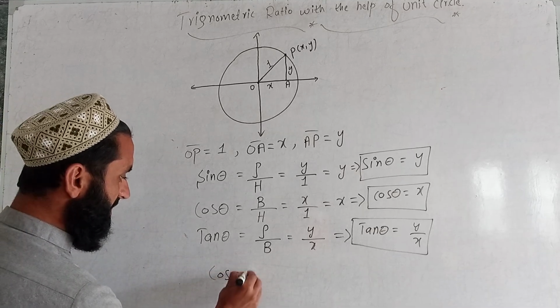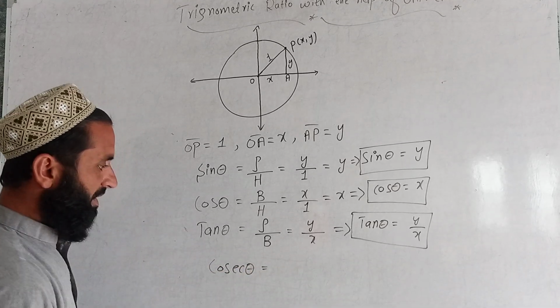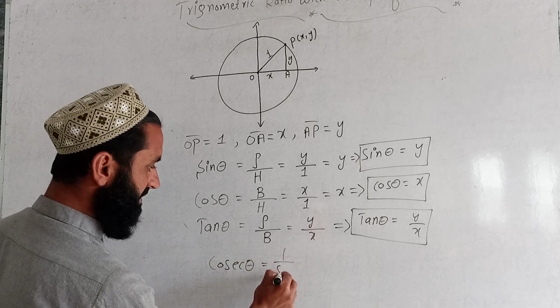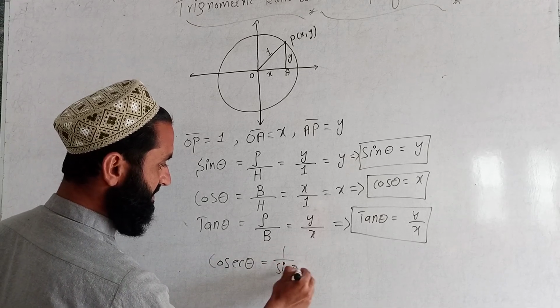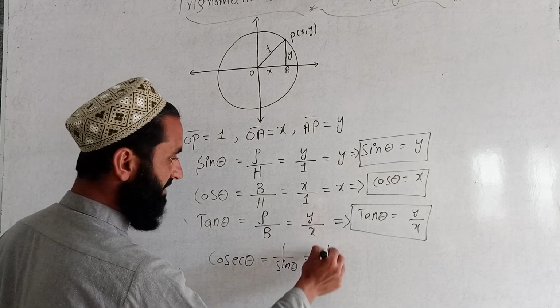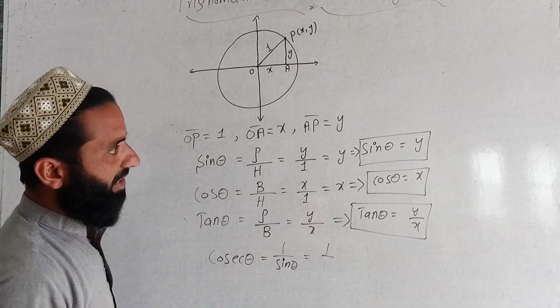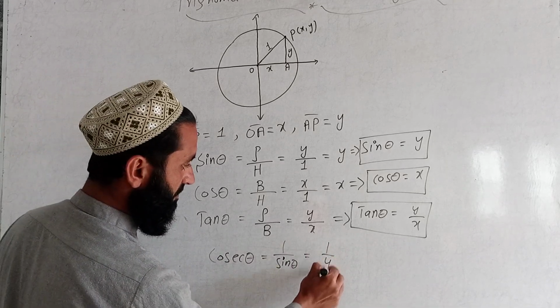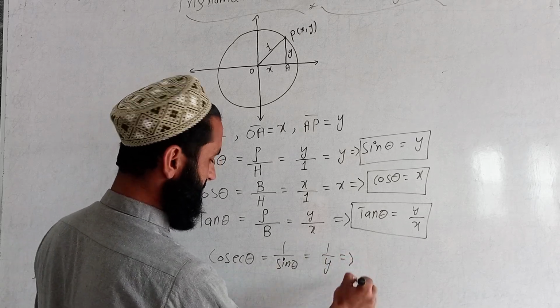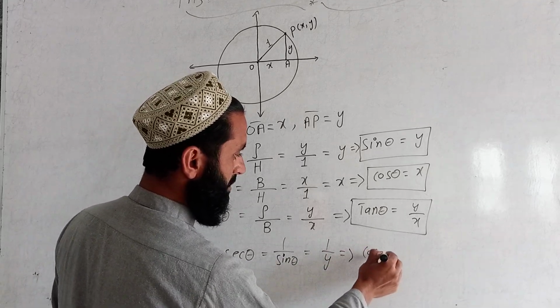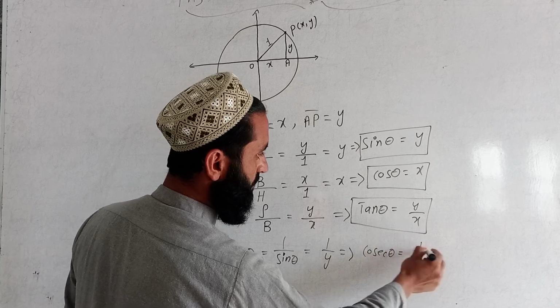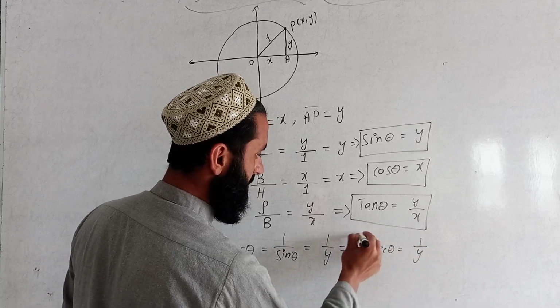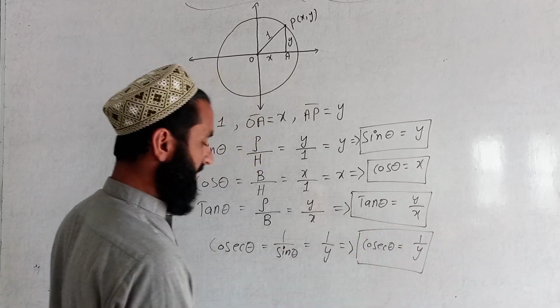Now the remaining 3 trigonometric ratios are the inverses of sin theta, cos theta, and tangent theta. So cosecant theta is the inverse of sin theta, which is equal to 1 divided by sin theta, which is 1 divided by y. So this implies that cosecant theta is equal to 1 divided by y.